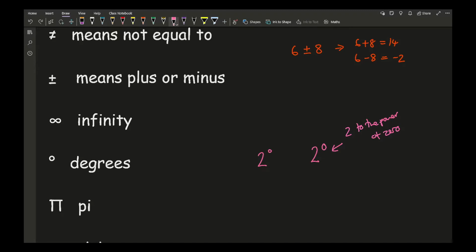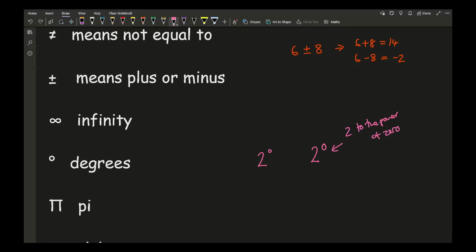Now if you're ever unsure in an exam, then always check with the invigilator or a teacher as to which it's going to be, but it's usually relative to the question. So if you're dealing with angles, it's going to refer to an angle. If it's referring to temperature, it will refer to temperature. If it's a question related to powers, then it will be a 0 rather than a degree symbol.